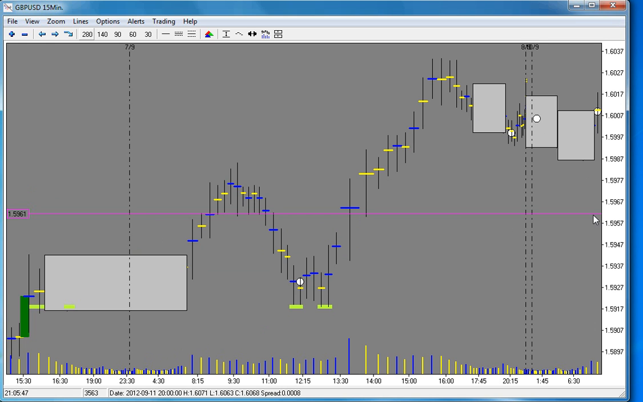I had a suspicion that it might come back and test this area first before moving up, if it wanted to move up. So I didn't bother taking a trade down. I just wanted to see what would happen if it got to that area, and if I saw something that made sense to fit the rest of the story, then I would pull the trigger.